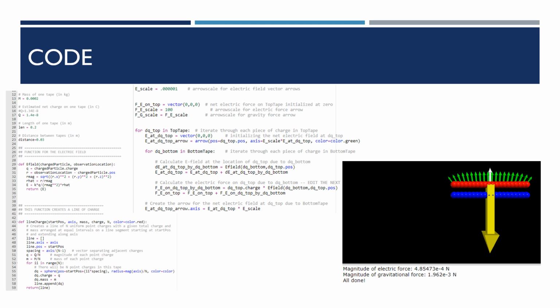And then as you see on the very right here, after we calculate our arrows and the sizes and all that, we have that the magnitude of the electric force is 4.85 times 10 to the negative 4, and the magnitude of the gravitational force is 1.96 times 10 to the negative 3. So now we can ask ourselves, why is the tape not falling to the ground even if the gravitational force is stronger than the electric force?